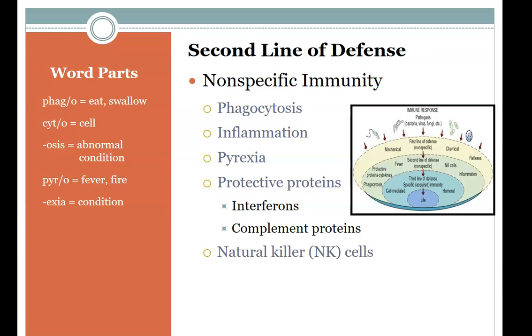The word parts: phago is eat or swallow. Cyto is cell. Osis is abnormal condition. Pyro is fever or fire. And ixia is condition.